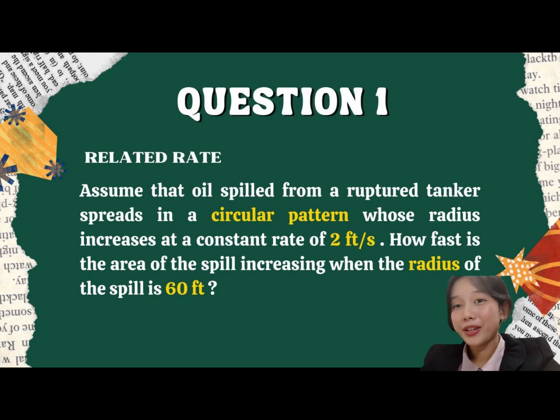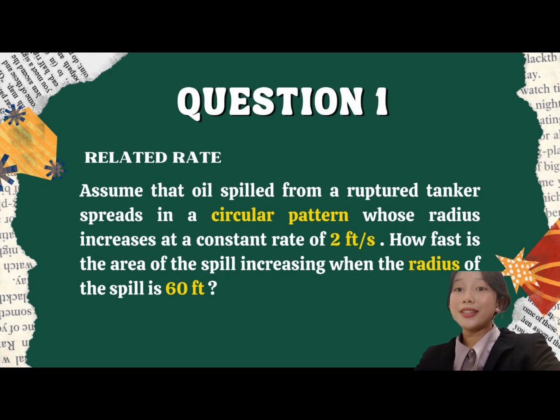As for the first question, I'm gonna explain to you how to answer a related rate question. The question states: it is assumed that oil spilled from a ruptured tanker spreads in a circular pattern whose radius increases at a constant rate of 2 feet per second. How fast is the area of the spill increasing when the radius of the spill is 60 feet?